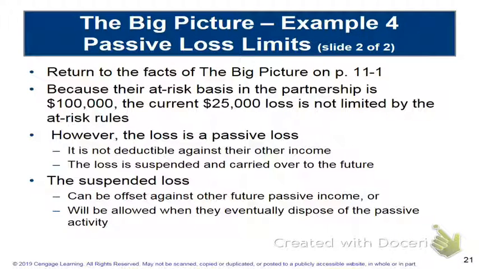All right. Now, it's suspended. It can offset against other passive income. It will be allowed when they dispose of other passive activities. So they're just going to have to carry that $25,000.